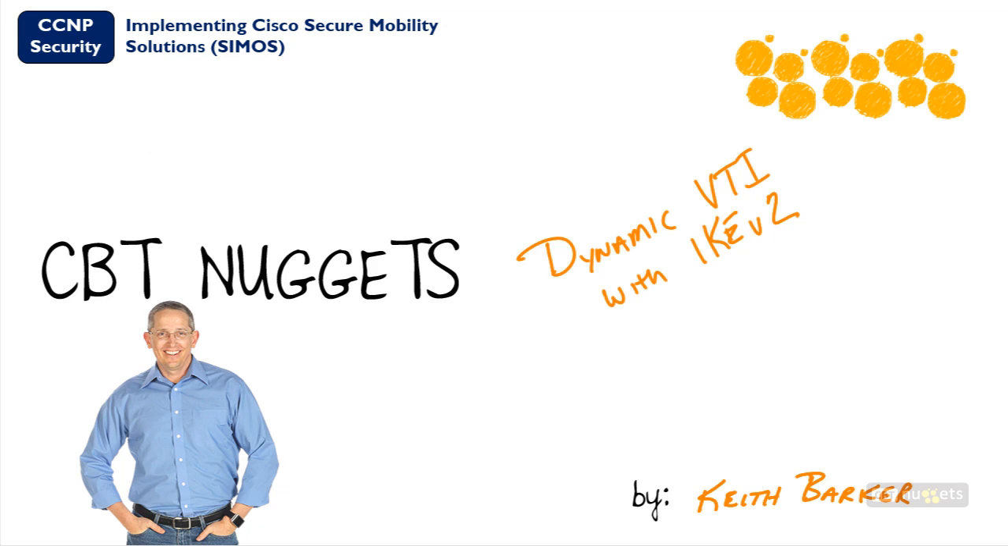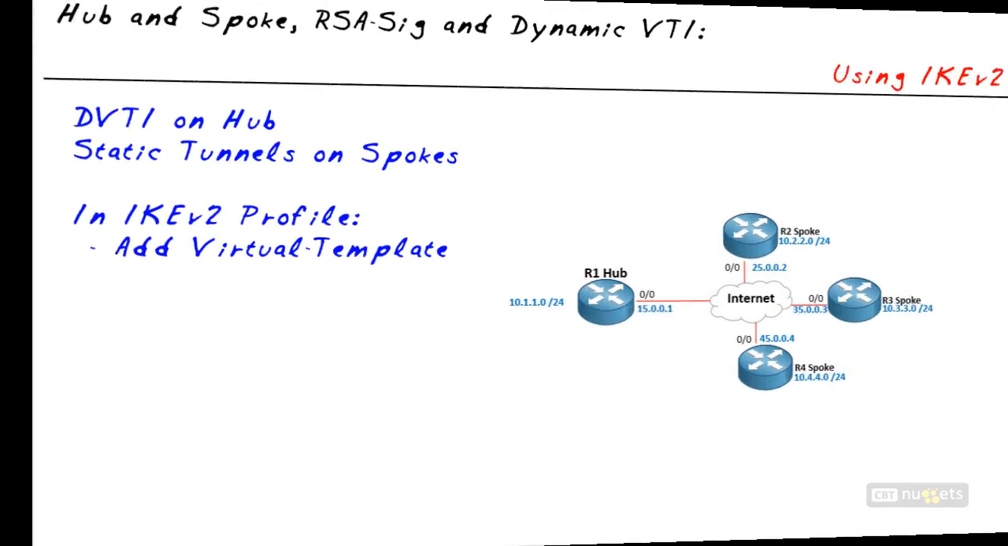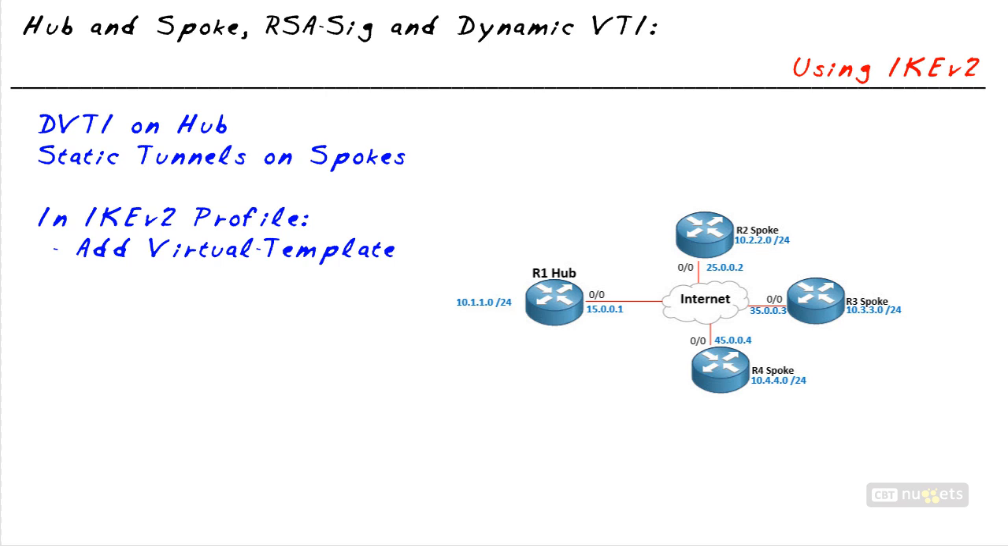In this video, we're going to create a hub and spoke topology with a dynamic virtual tunnel interface on the hub using IKE version 2. Let's jump in. In an earlier video, you and I took a look at using dynamic virtual tunnel interfaces, but that was with IKE version 1. Now we're going to do it with IKE version 2, and here's how we'll do it.